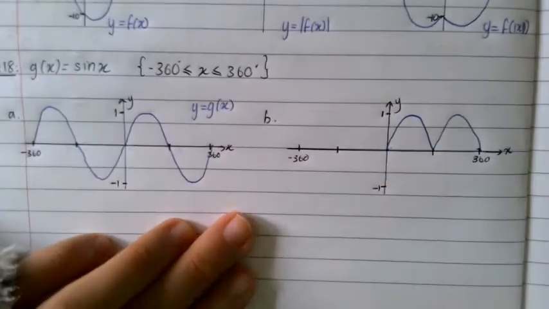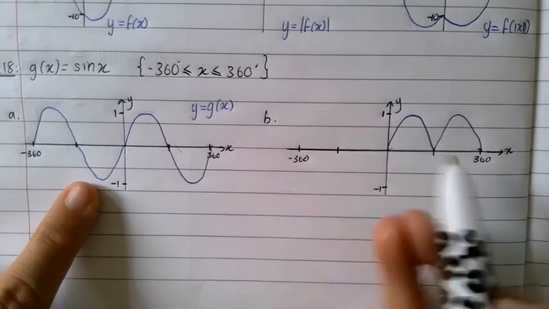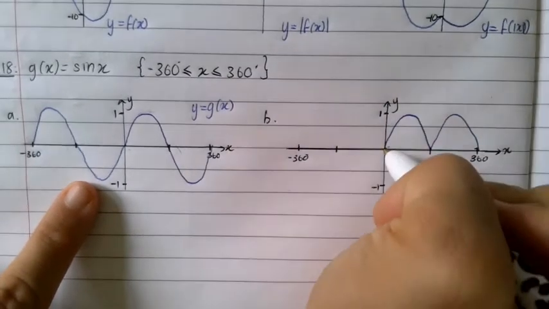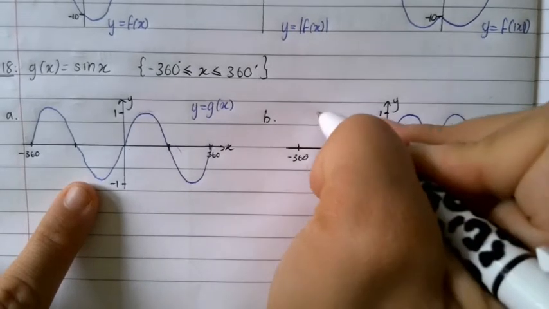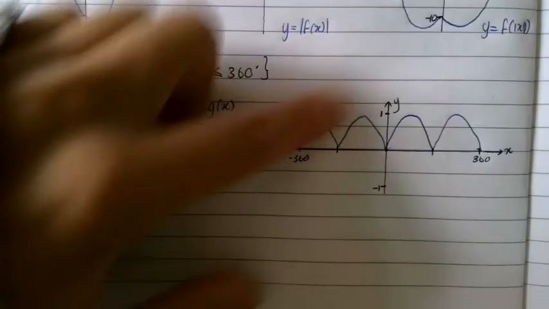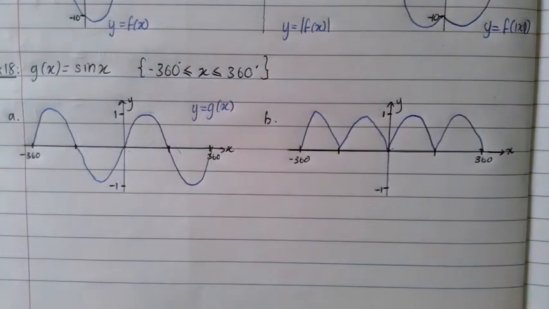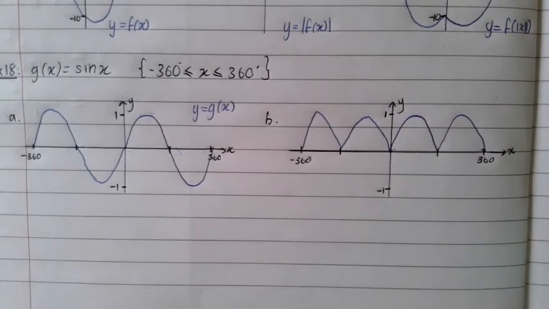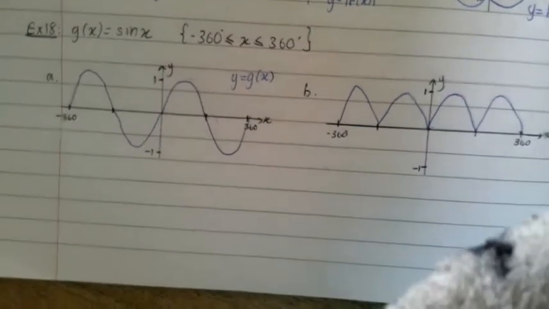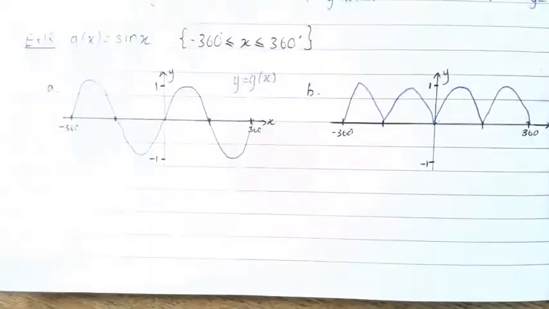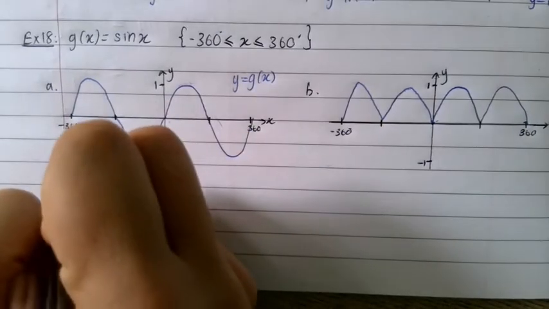And then the same for where x is less than 0, we have this part here which has been reflected, and then this part here stays the same. A little bit too high for that one, and a bit too pointy as well. But you get the general gist of what I'm trying to achieve. And then part C is to draw the graph of y equals g of the modulus of x. So part C.